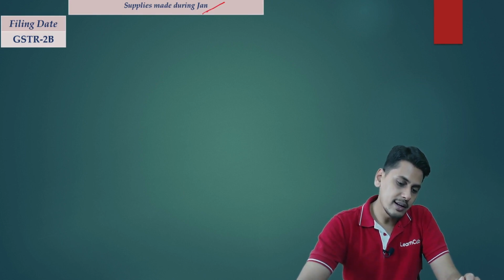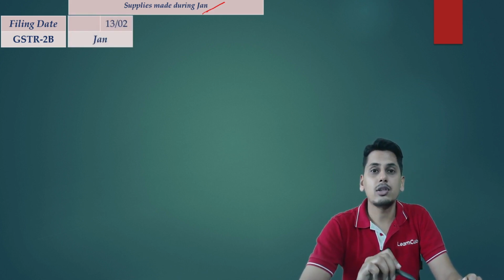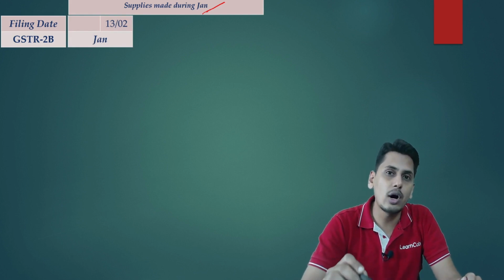Supplies are made during January. Now friends, for the month of January, IFF needs to be furnished by 13th of February.